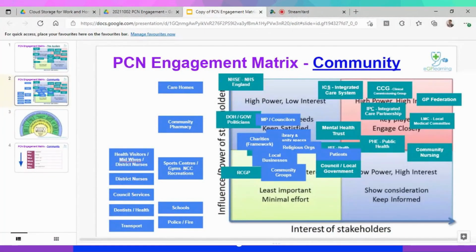Cool. So who's next? I'm going to pick a big one. Health visitors, midwives, district nurses, because I think these might need a separate strategy potentially to engage with effectively. I'm going to put them high power and interest at the lower end potentially, but I think these could be really key partners for primary care networks. Are you doing anything specific at the moment?